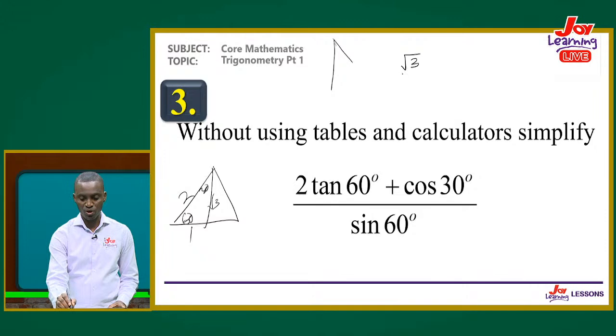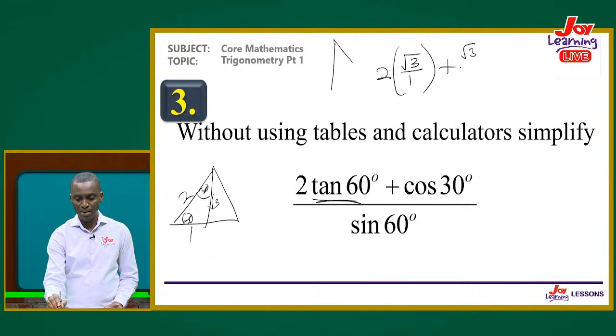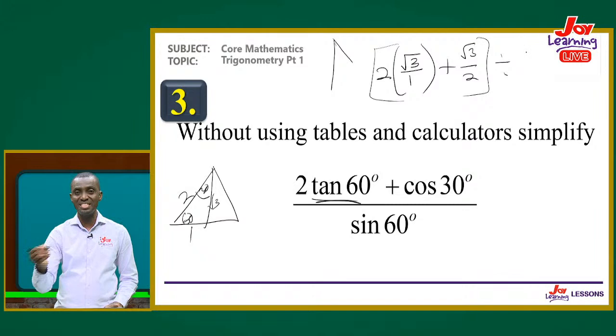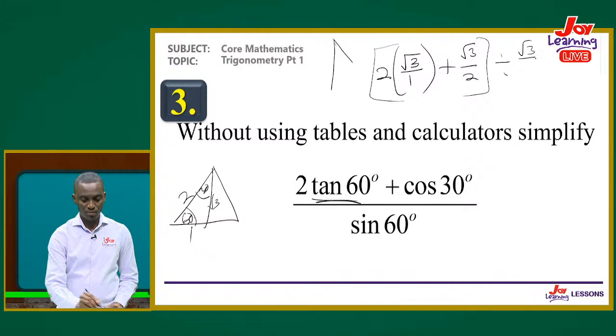So we get that. And then we are multiplying that by 2 because we are saying tan that plus cos 30. And cos 30 is adjacent of 30, root of 3 over hypotenuse, which is 2. All divided by sine 60. And 60 again will be opposite root of 3 over hypotenuse, so over 2, root of 3 over 2.